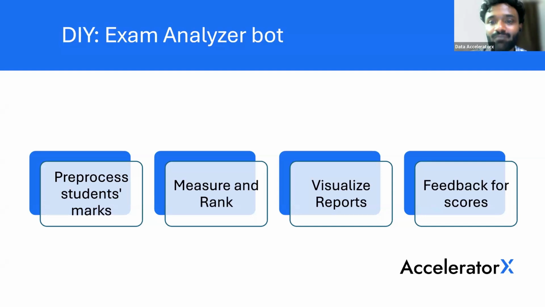Then it should give me a measurement of their rank. It should rank everyone and measure their marks, like find their GPA and their percentages. It should also visualize, draw me charts, and then give feedback on their scores. So this AI should do all of these things within a few simple steps that we will follow.